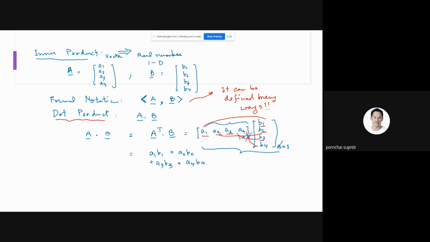So in general, we can write this as the summation of a_i b_i, i equals 1 all the way to n. Let's say in this case, n is equal to 4. So this is the dot product. And let me put it like this: a transpose multiplied by b, the dot product. So we can write it like this.